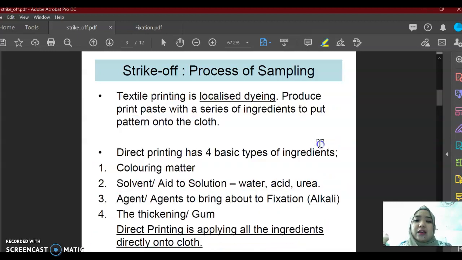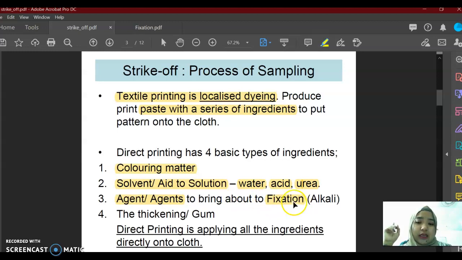Okay, and then okay, textile printing is a localized dyeing. Inilah dia akan letak paste with series of ingredients. Okay, ingredients tu bukan bahan-bahan nak masak. Okay, ingredients tu maksudnya coloring matter, maksudnya pigment dia, and then solvent. Okay, selalunya ikutlah, setengah tu water base, setengah tu acid base, setengah tu urea base. Okay, so dia ikut different pigmentation need different solvent.